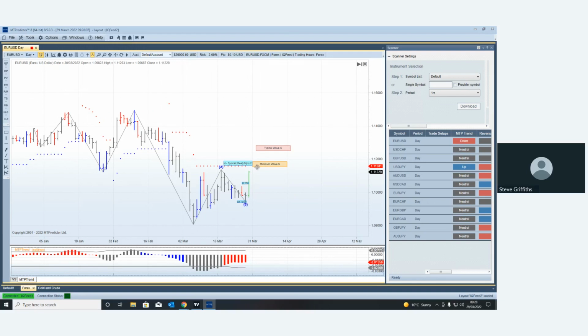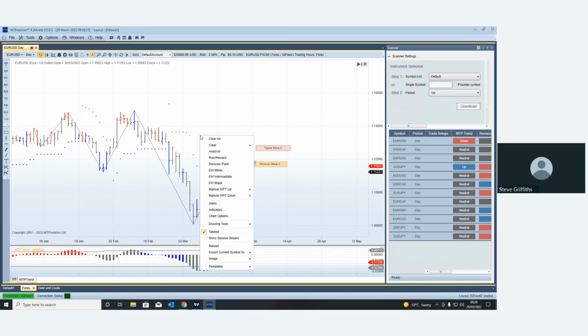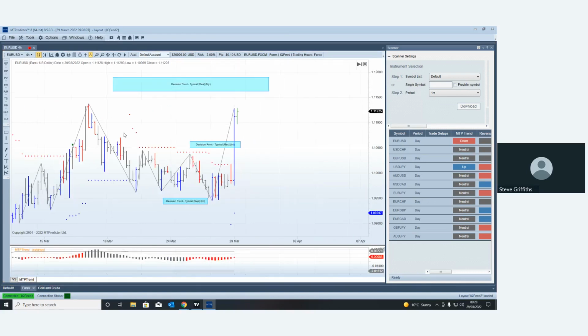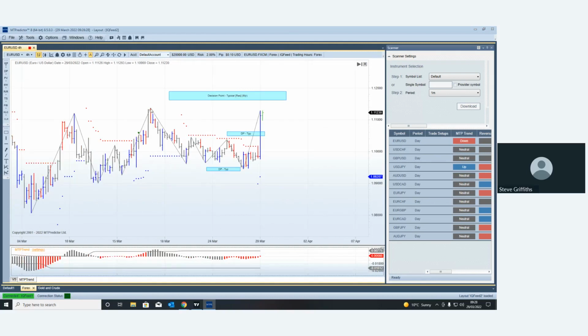So it may well carry on up to get to at least the minimum wave C WPT there, if that's going to be, at the very least, just an ABC correction. So that ties in quite nicely. Can you see that? That minimum wave C ties in quite nicely with this DP zone here. So if we come back down to the 4-hourly chart, that would be that higher DP there as well.